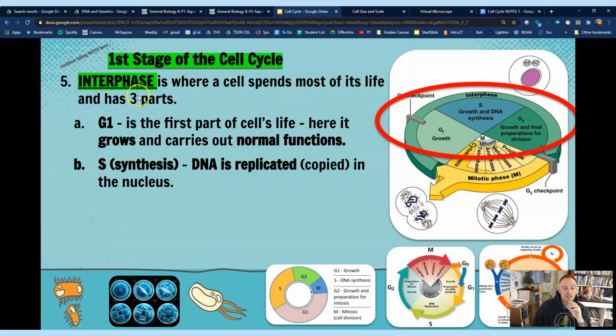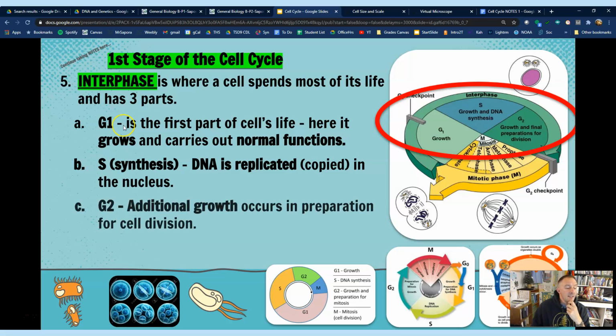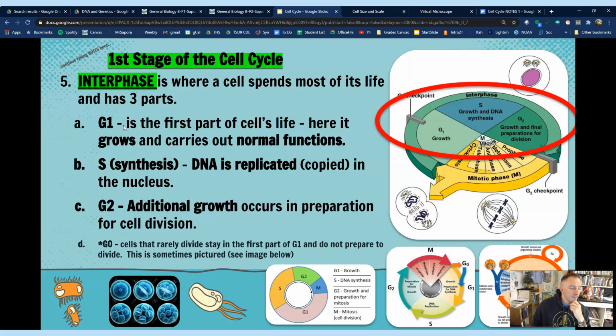Okay, so interphase consists of 3 different small parts. So G1 is the first one, where just cells grow and then do normal cell stuff. S phase is synthesis, where the DNA is replicated and copied. And then the G2 is the last one, and this is where the cell, after the DNA has been copied, does some additional growth, gets bigger, and gets ready to split in half. Right? So that is the first stage of the cell cycle, interphase, where most of the cell's life is spent growing, functioning, and then synthesizing and getting bigger and getting ready to divide in half.